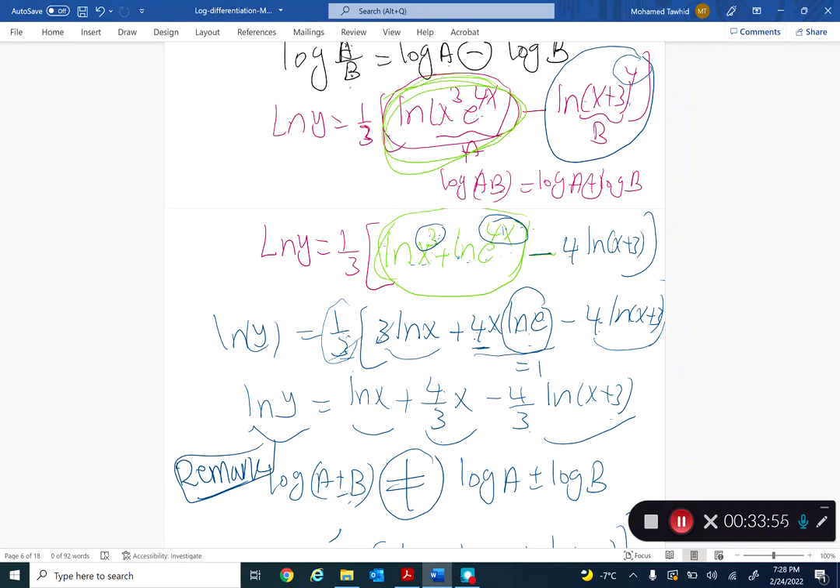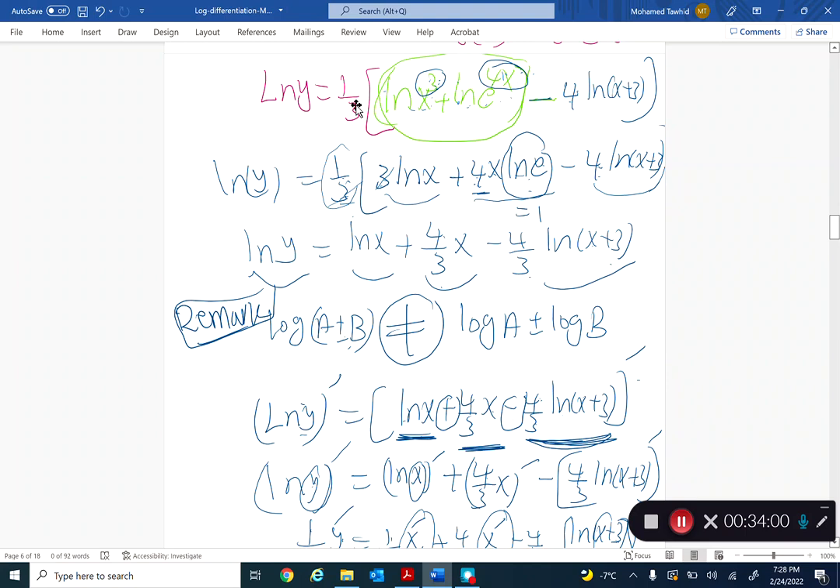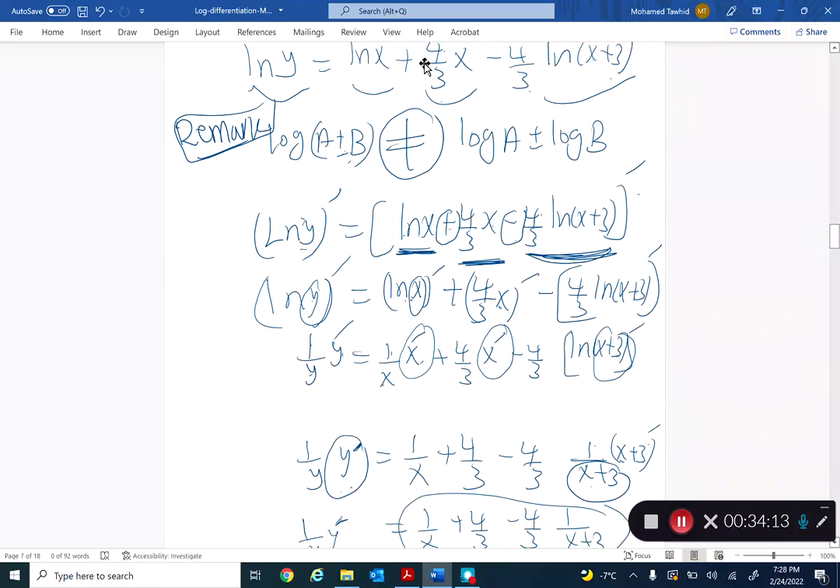And then I have to take the derivative of both sides. With plus and minus in the middle, you take the derivative term by term: the derivative of the first term, the derivative of the second term, minus the derivative of the third term. What is the derivative of log f? It is 1 over f times f prime. Here the derivative of ln y is 1 over y times y prime, and ln x gives 1 over x. 4/3 is a constant, so I took it out. What do you have left? ln of x plus 3, prime.